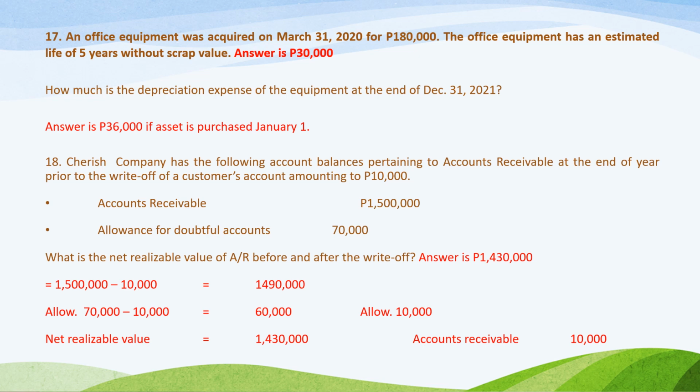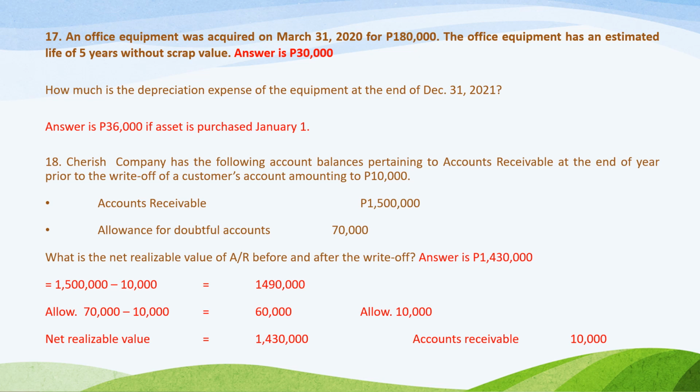17. An office equipment was acquired on March 31, 2020 for 180,000. The office equipment has an estimated life of 5 years without scrap value. So the depreciation expense of the equipment at the end of December 31 is computed as 180,000 divided by 5 years, and then multiplied by 10 over 12. So 180 divided by 5 times 10 over 12, that is 30,000. 10 over 12 because the equipment was purchased March 31.